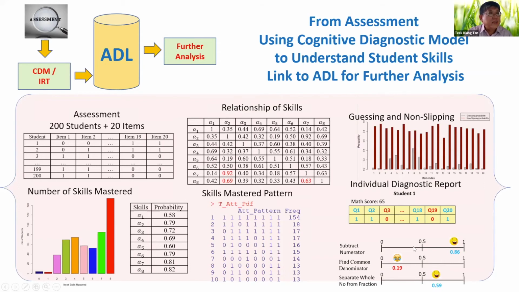Let's say the report says that subtraction of numerators, you're good at, but finding the common denominator, you're weak at, and separation of the whole number from the fraction is somewhere in between. Yeah, so that is one way of how you can use some modeling technique, and then after carrying it out, feed back to ADL, and you can extract more information from it.